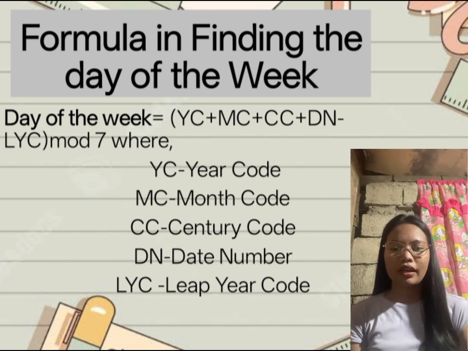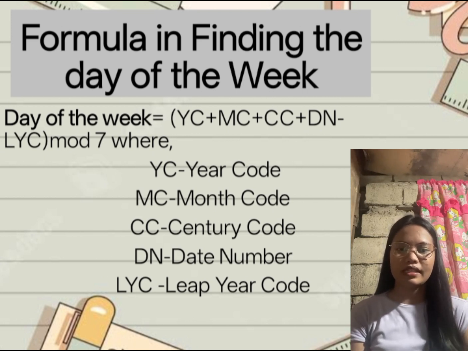So the formula in finding the day of the week using the Gregorian calendar is: the day of the week is equal to YC plus MC plus CC plus DN minus LYC, modulo 7, where YC is the year code, MC is the month code, CC is the century code, DN is the day number, and LYC is the leap year code.